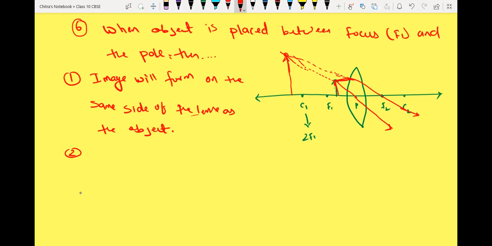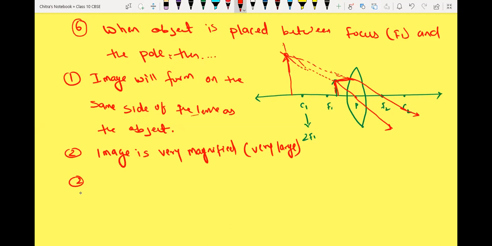So number two, the image is very magnified, means very large. And see, if we place a screen, as we can see here, we cannot place the screen here. If we place the screen, then the image will not form, because light rays will not fall on it. So we cannot project that image on a screen. That's why it is virtual.